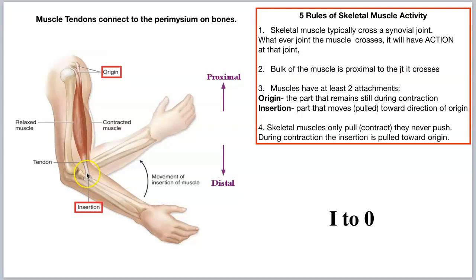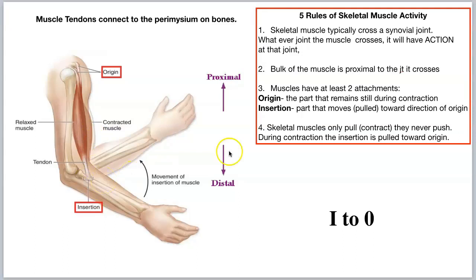It is this insertion part that is going to be pulled towards the direction of the origin during muscle contraction. So if this radius is going to be pulled towards the origin, this will give us the action of elbow flexion.